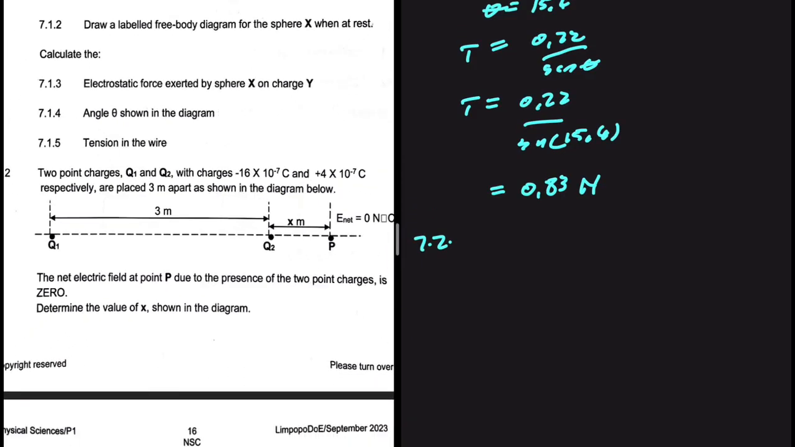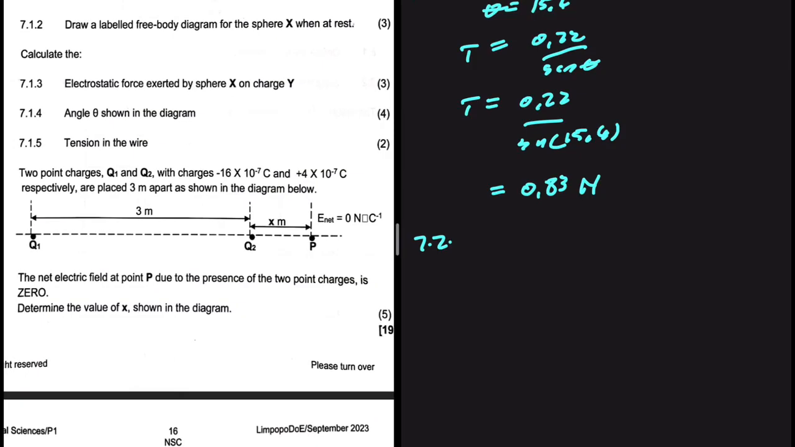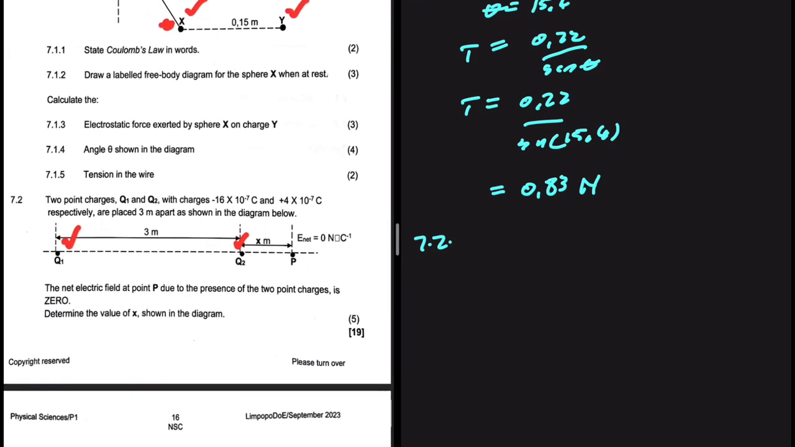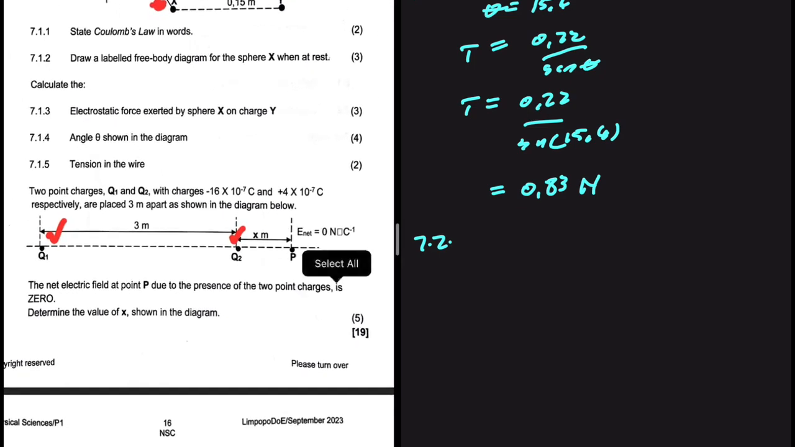Two point charges Q1 and Q2 with charges minus 16 times 10 to the minus 7 and plus 4 times 10 to the minus 7 coulombs respectively are placed 3 meters apart as shown in the diagram below. As we can clearly see, the net electric field at point P due to the presence of the two point charges is 0. Determine the value of X shown in the diagram. So we're given the net electric field, so we know what we are going to use.